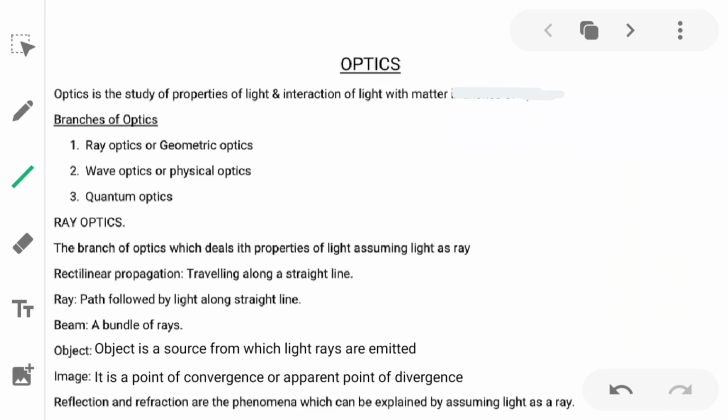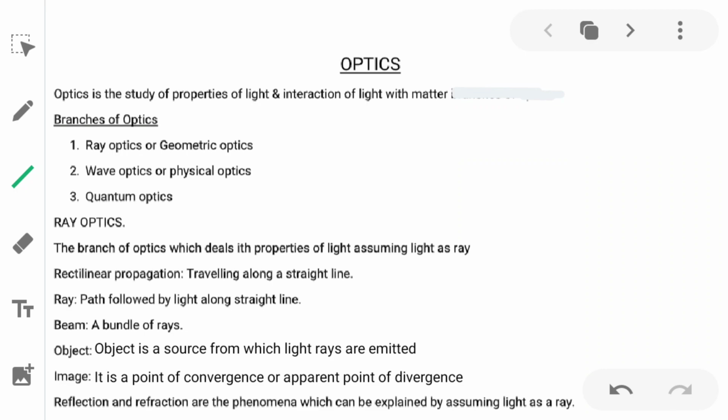Today, we shall start the topic optics. Optics is the study of properties of light and interaction of light with matter, how the light travels, how it interacts with matter, and how it propagates. So, collectively, the study of all these things is called optics.